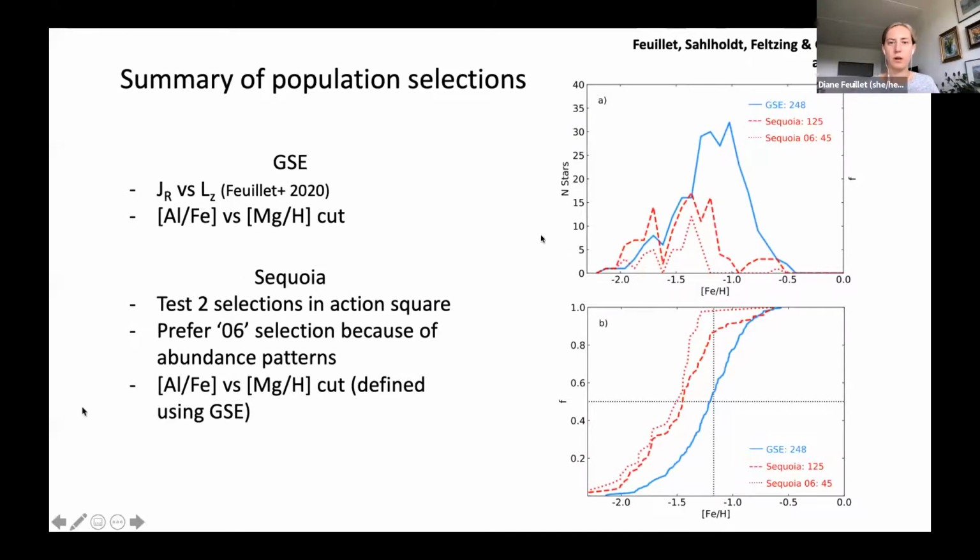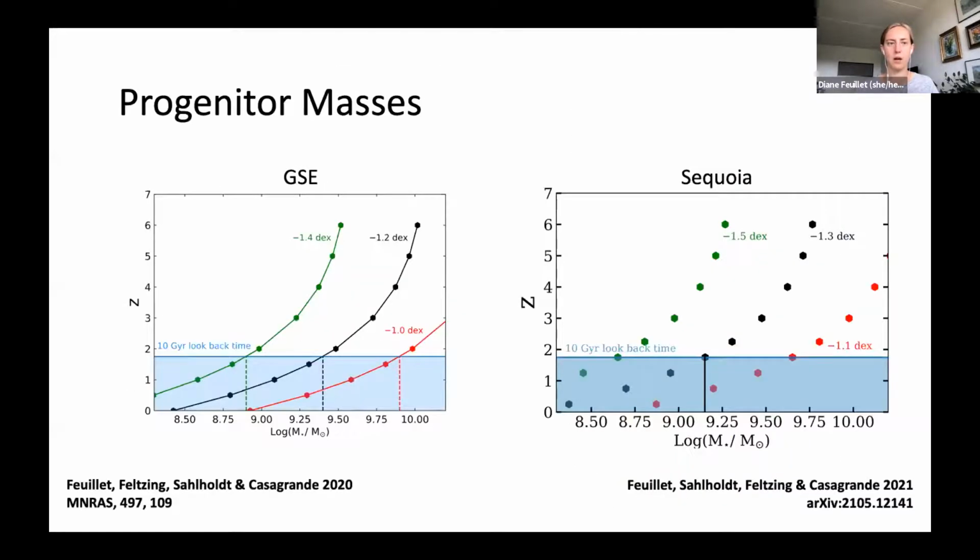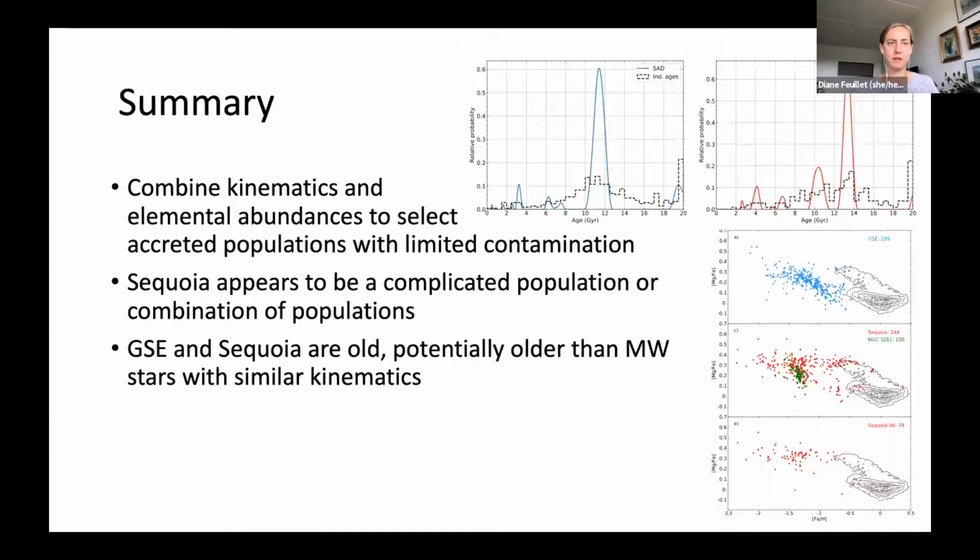If we base our selection of accreted populations on these two papers, we would suggest these two kinematic and chemical cuts to select these Sausage-Enceladus and Sequoia populations, although we talk a bit about how Sequoia appears to be a more complex population. We do come back to the mass estimates. Basically, Sausage-Enceladus doesn't change, and Sequoia is suggested to be lower mass than the Sausage-Enceladus progenitor due to that lower metallicity.